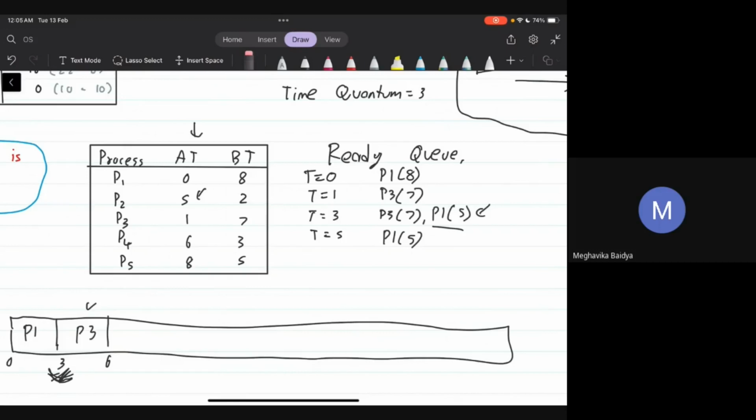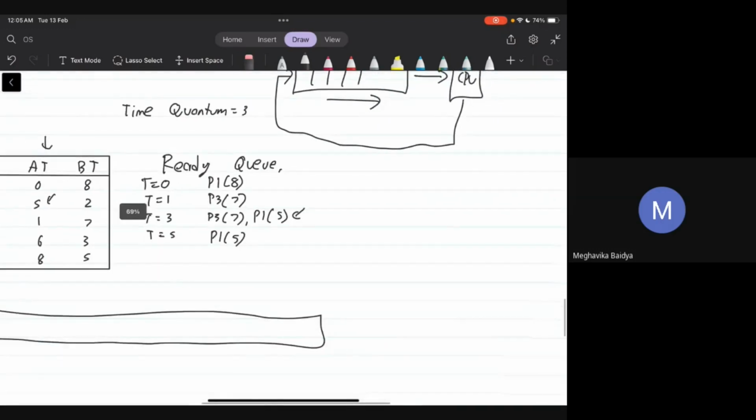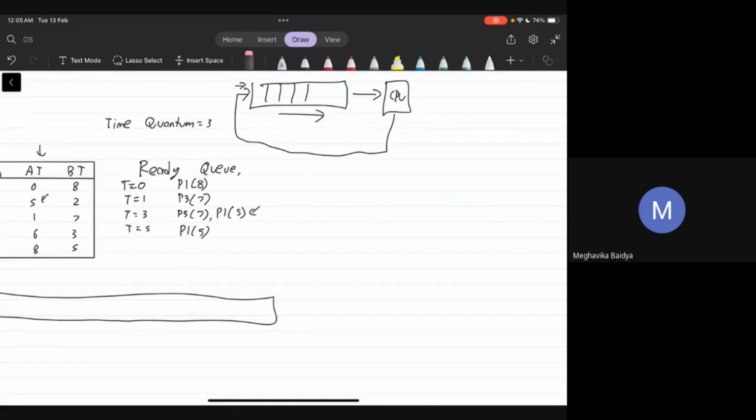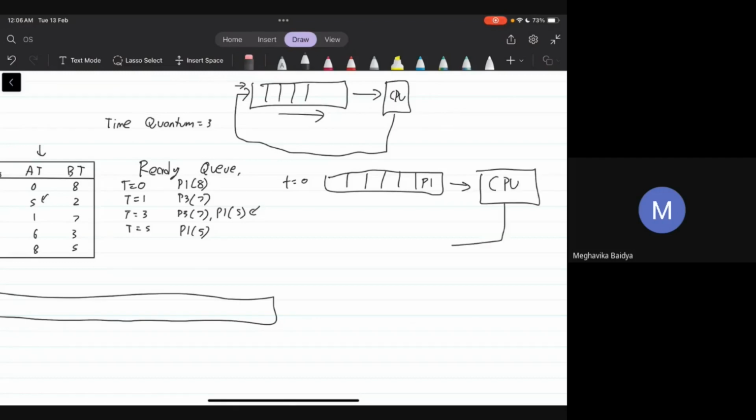Why did P3 go to the CPU but P1 didn't? Because we are doing round robin, no? But P1 is also in the cycle, right? Since it's executed already once, it should go back to the CPU. Look, I'll draw the queue, okay? For t equals 0, suppose this is a queue and this is the line to the CPU, and this comes back here.